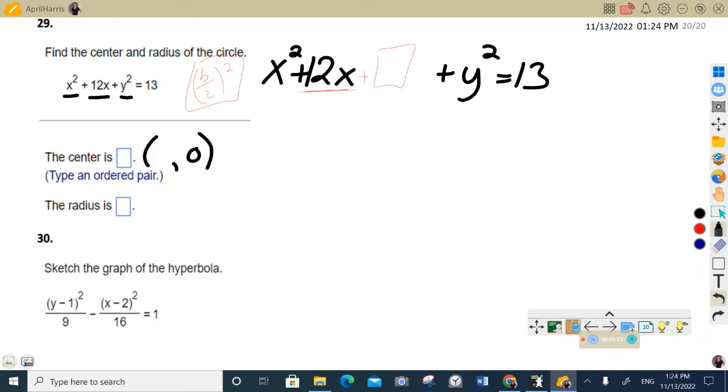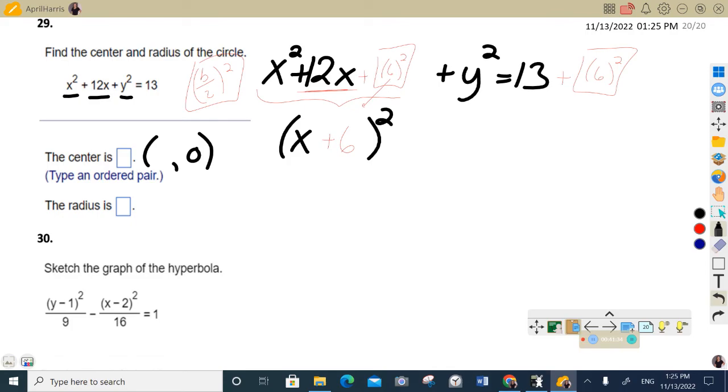So half of 12 is going to be 6. And if I add 6 squared on the left side of the equation, I have to add 6 squared on the right side of the equation. So now I'm going to rewrite this trinomial as a binomial squared. And the binomial, what makes it a perfect square, is plus 6.